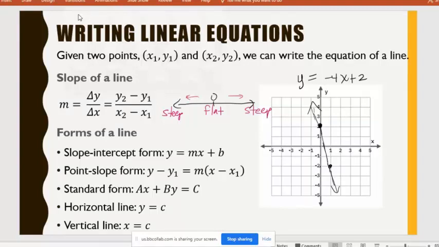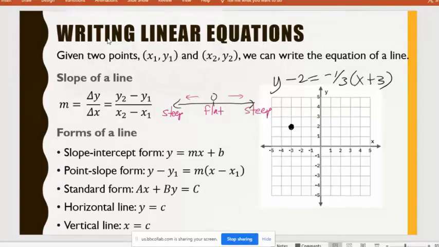So let's graph that point first. Okay, so our point is at negative 3, 2. That's in quad 2, negative 3, comma 2. And from there, we're going to count this slope, negative 1/3. What direction should I start? Down. Uh-huh. 1/3. That's right. Down 1, right 3. And then here it is, a point, which happens to be the y-intercept. I now know what the y-intercept is.